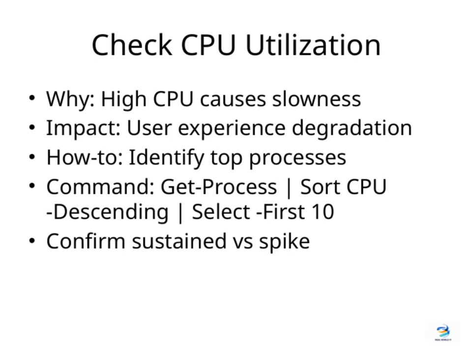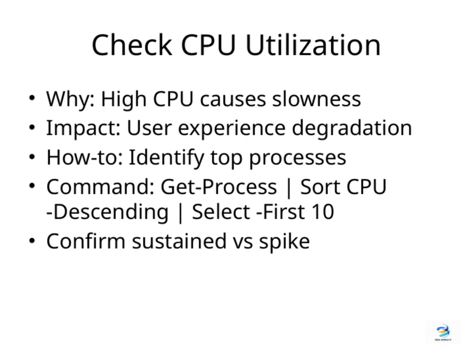So let's talk about why high CPU usage really matters. When the CPU is running at its maximum, it can cause the system to slow down significantly. This is because the processor is overburdened and can't handle all tasks efficiently. The impact of this is quite noticeable. Users will experience degraded performance, which can lead to frustration and decreased productivity. It's crucial to keep an eye on this because slow response times affect the overall user experience.